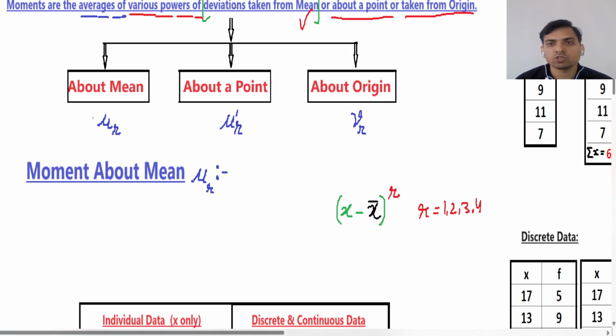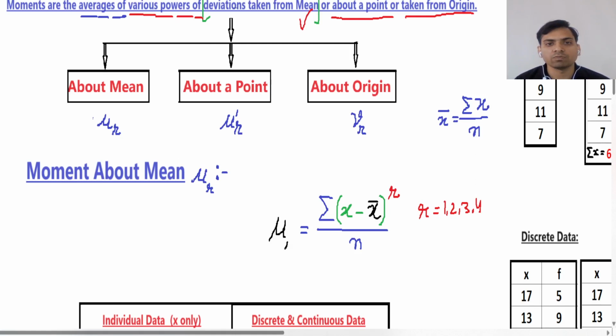Suppose you need to find average of x, then what you will do, you will put summation on that and divide it by number of observations, then this is considered as x bar, mean of x. Now you need to find average or mean of various powers of deviations taken from mean, so you need to find mean of this term. So we will put summation on that, and this quantity divided by N, and this is considered as the rth moment about mean. So we can write this as mu r.